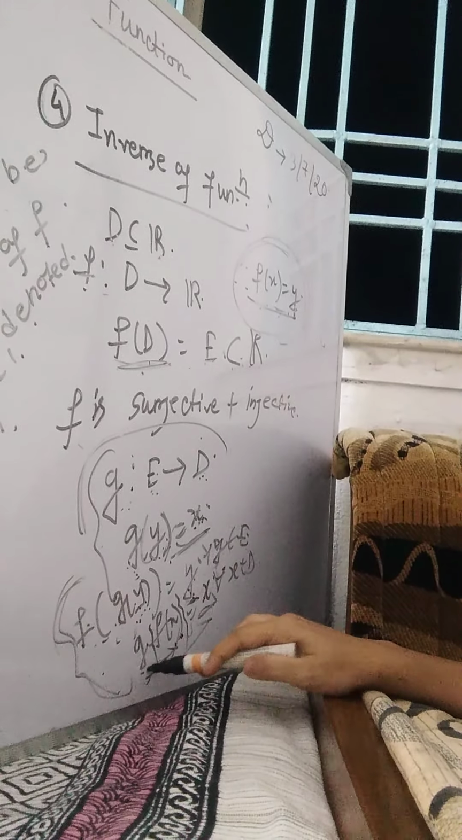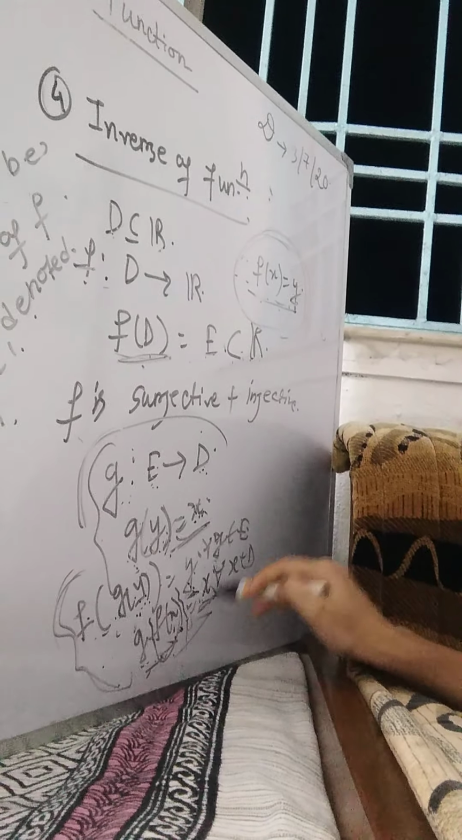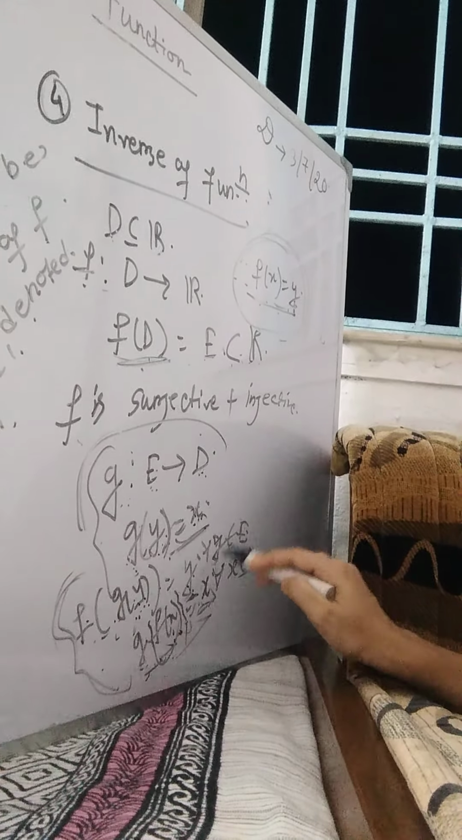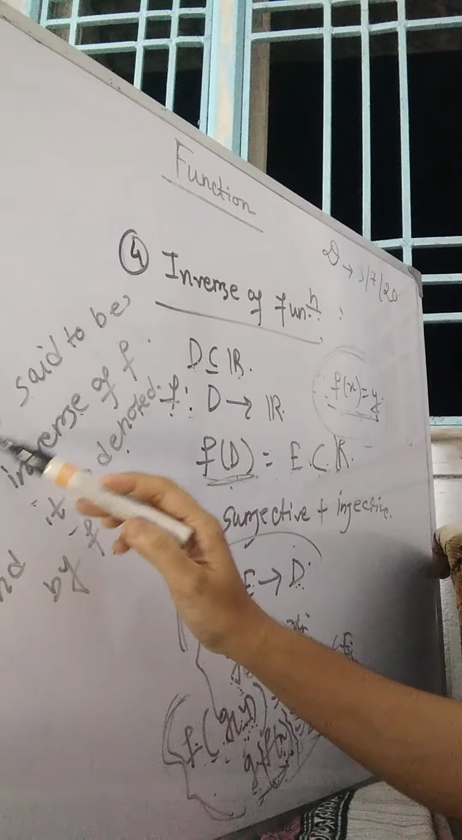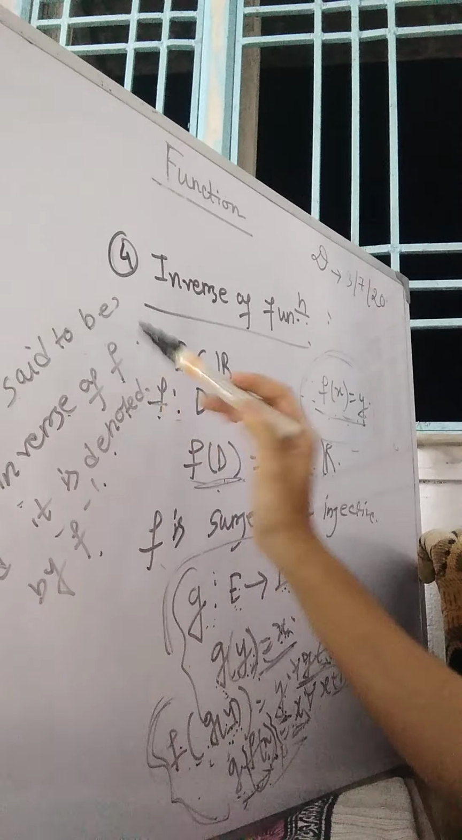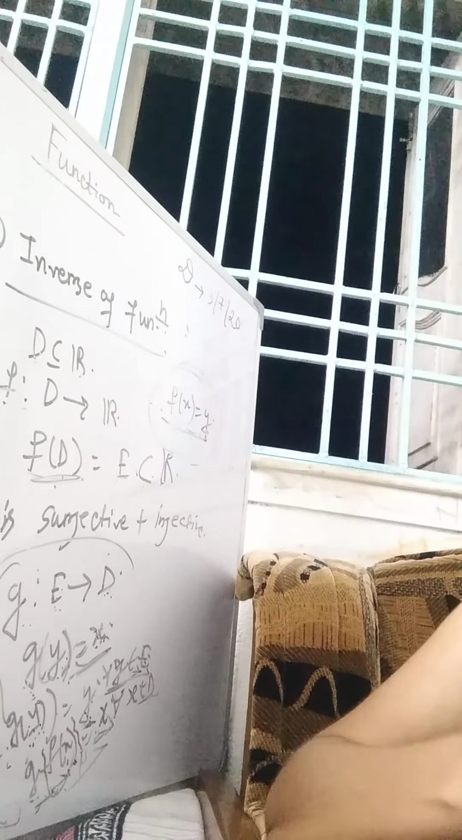Okay, g of f of x equals g of y, that is x, for all x belonging to D, and for all y belonging to E. Then we say that g is the inverse of the function f, and it is denoted by f inverse. Clear? Now we have to take some examples.